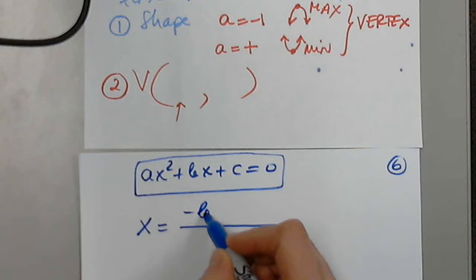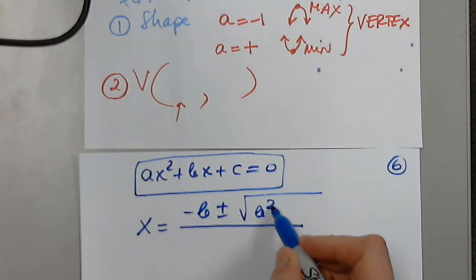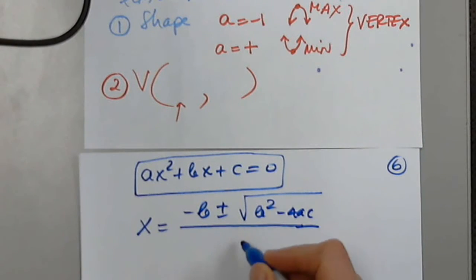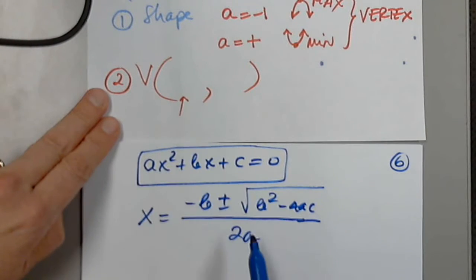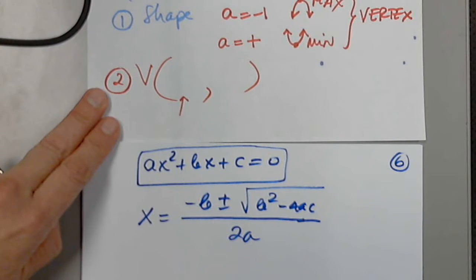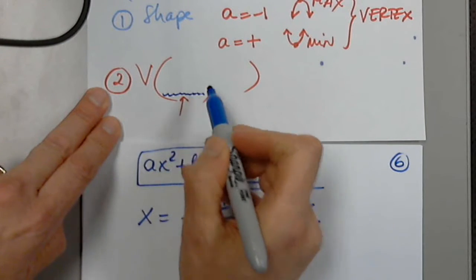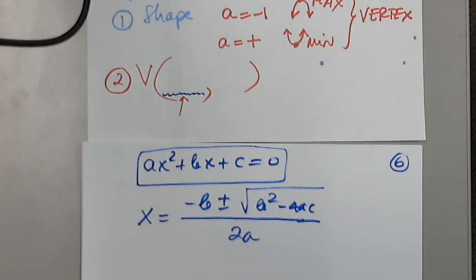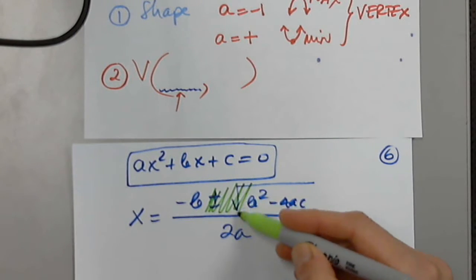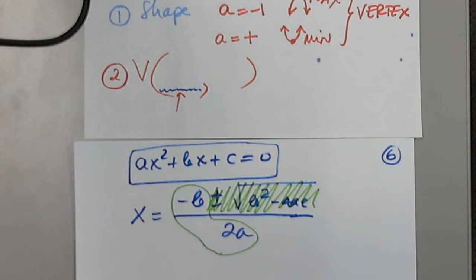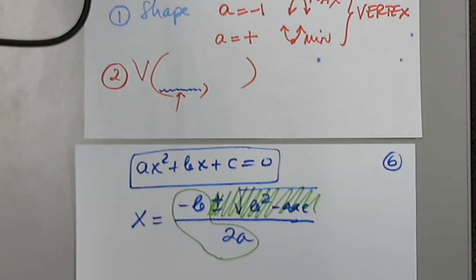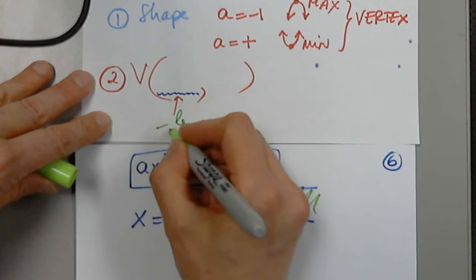Negative b plus or minus the square root of b squared minus 4ac, over 2a. Thank you, Eddie. Very good. So why did I put this here? Only for one reason: to help you remember the x-coordinate of the vertex. This part of the quadratic formula is the x-coordinate of the vertex.